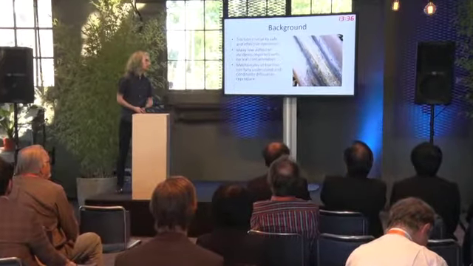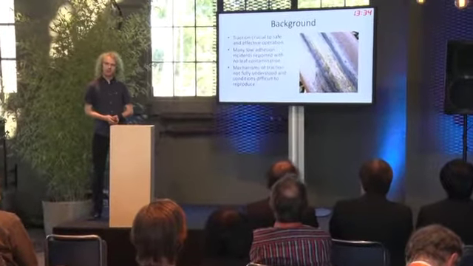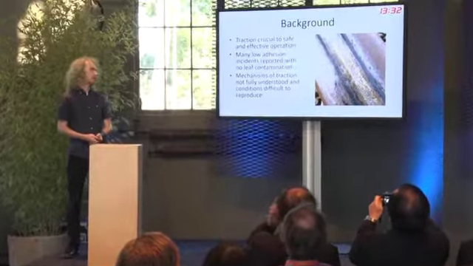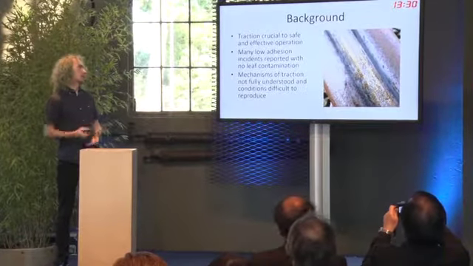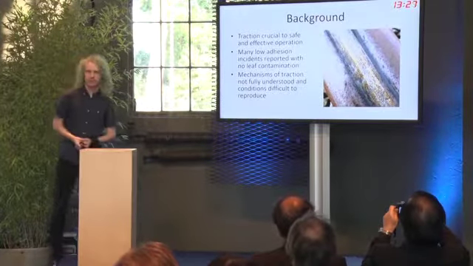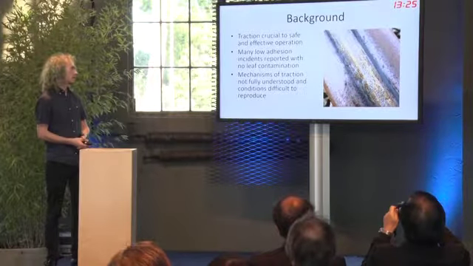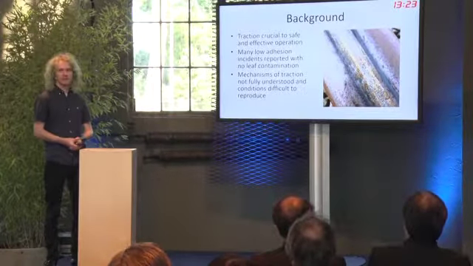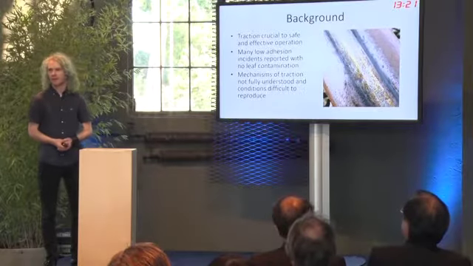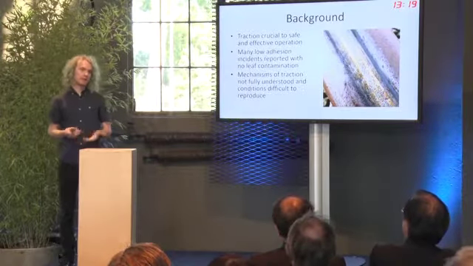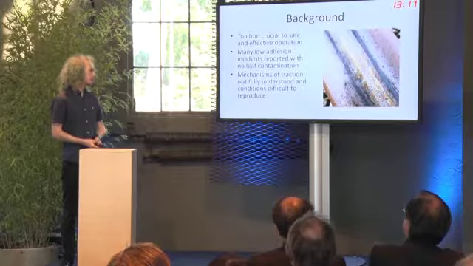So, a bit on the background. It's known that oxides can reduce the friction on the railhead. Traction is crucial to safe and effective operation. It's very well known that a lot of the low adhesion incidents actually occur without any leaf contamination being present. So it's known by a lot of folks.